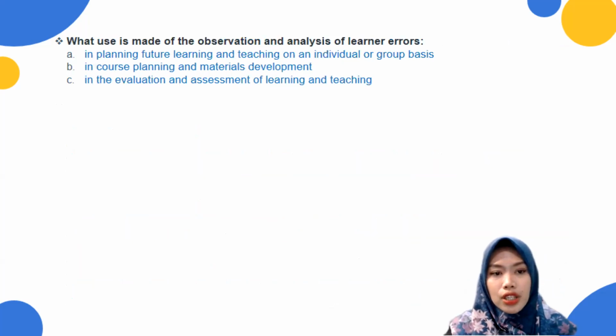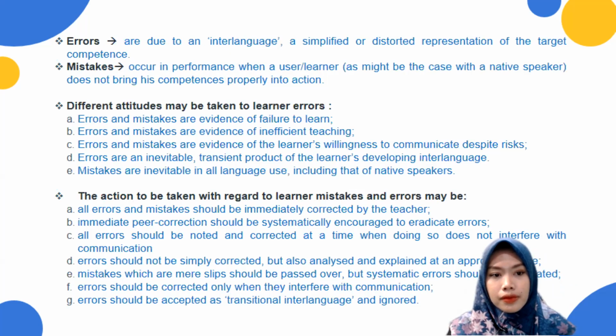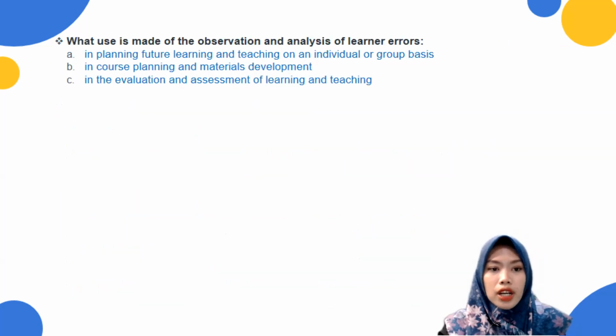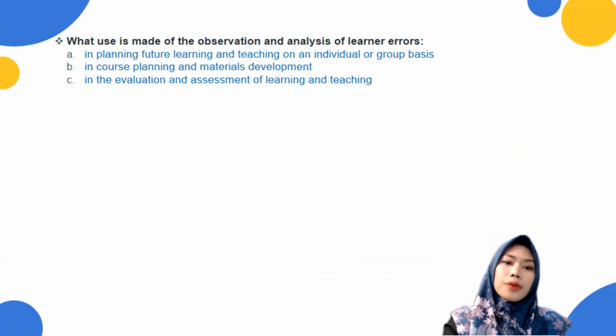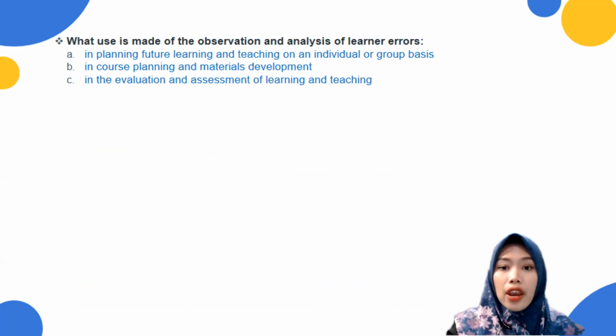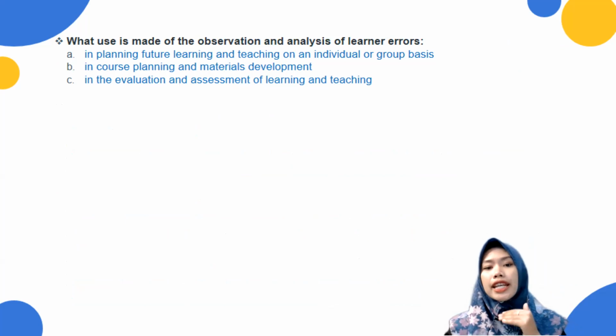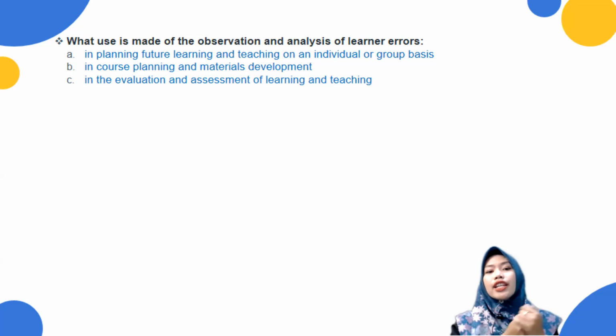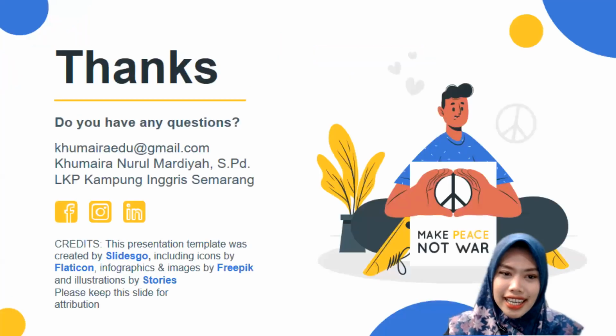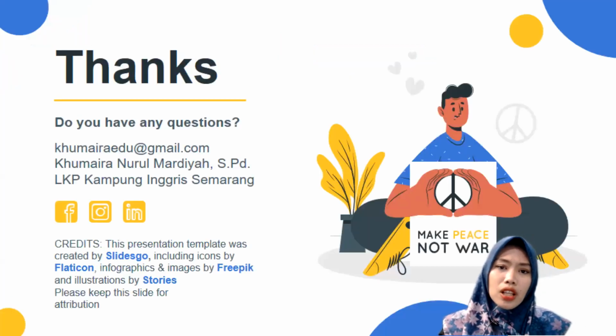Okay, the next is what use is made of the observation and analysis of learner errors. In planning future learning and teaching on an individual or group basis, in course planning and materials development, and in the evaluation and assessment of learning and teaching. Okay, that's all about the 6th chapter, everyone.